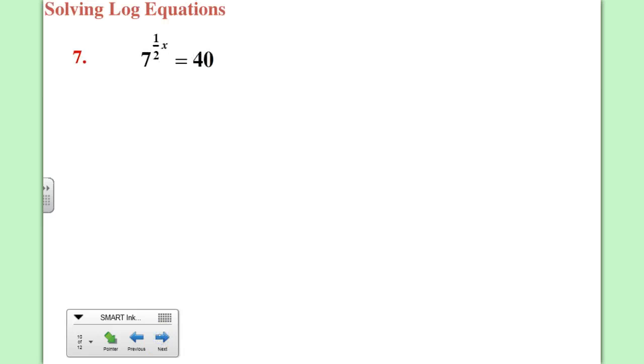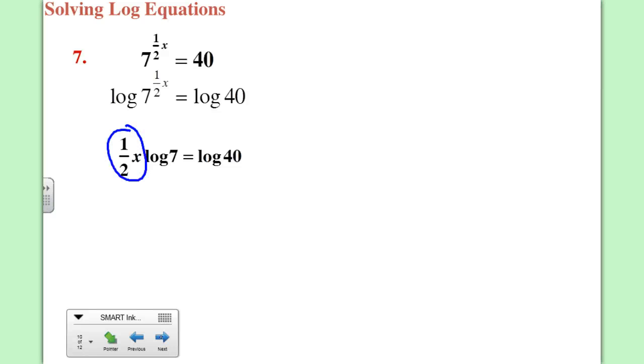What about something a little bit tougher? What if you had 7 to the 1/2 x equals 40? Again, if I could change 40 to a base of 7, I would. That would be the fastest way, but it's not the same base. So I need to take the log of both sides. Using the power rule, I've got a half x log 7 equals log 40. You need to solve that for x.